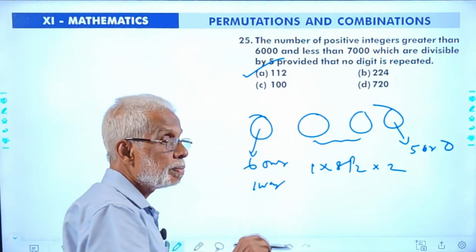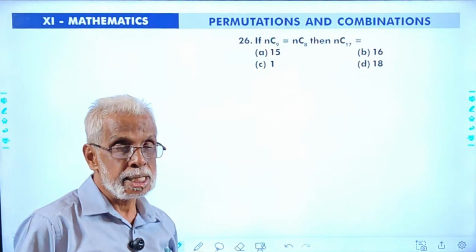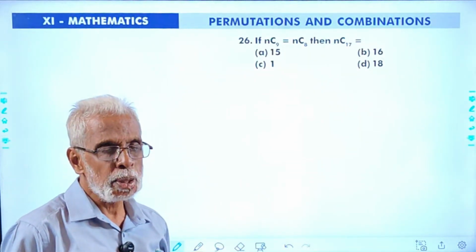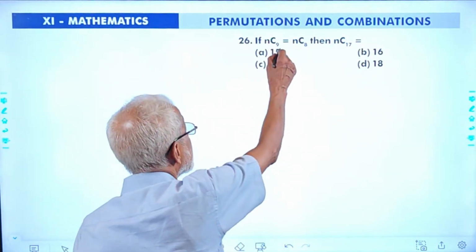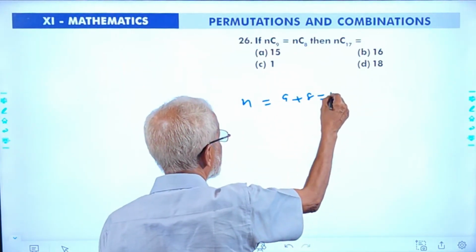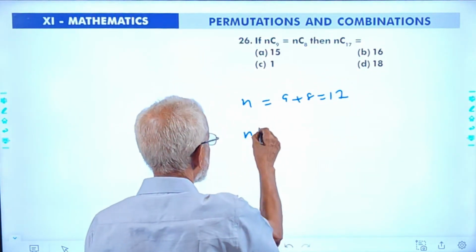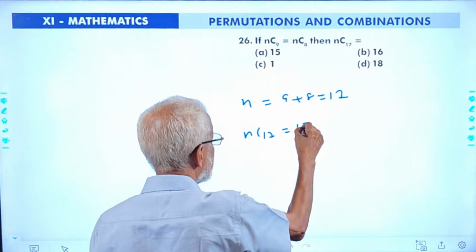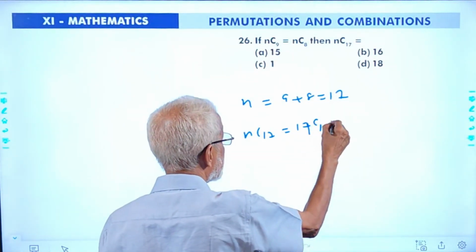8P2 is 56. You know, if nCx is nCy, then x plus y is n. Since nC9 is nC8, n is 9 plus 8, which is 17. Therefore, nC17 equals 17C17, which is 1.